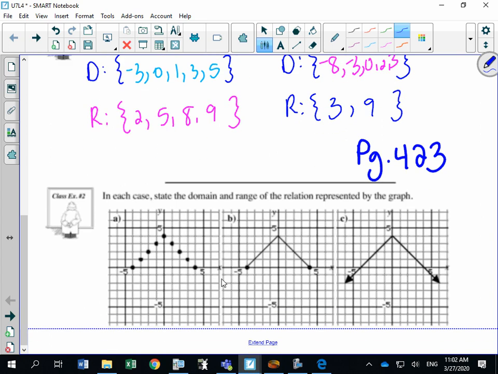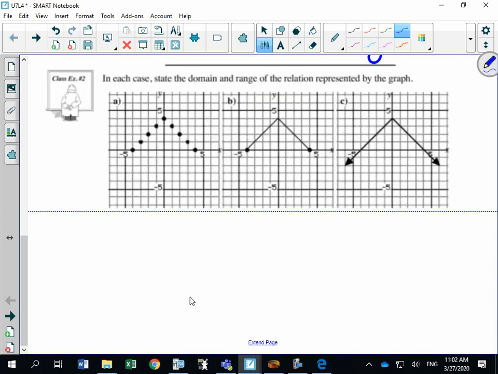Let's do class example 2, and we're only going to do class example 2A, so we're only dealing with discrete data. So if I said, okay, well, now these ordered pairs are actually graphed on a grid, which is totally fine. If I said, well, what would the domain be? The domain are all of your x values.